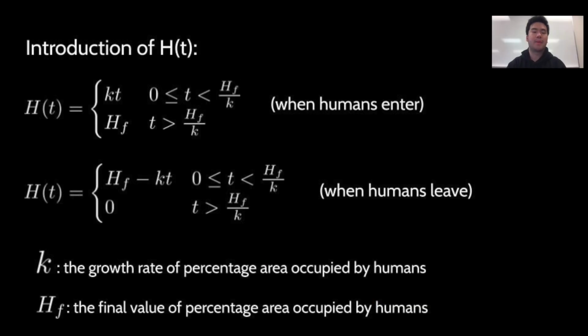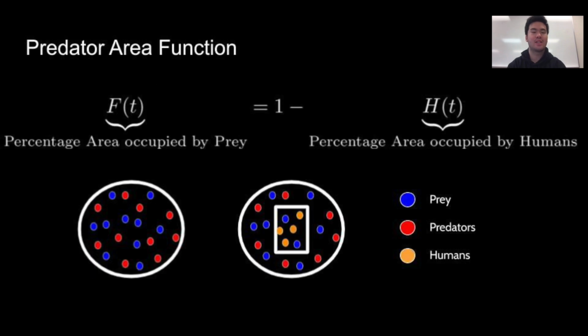In order to add the impact of humans, we construct a new function h of t, which represents the proportion of the ecosystem that is occupied by humans. Since we assume that predators cannot be in human-occupied area, the predator area function f of t is equal to 1 minus h of t.